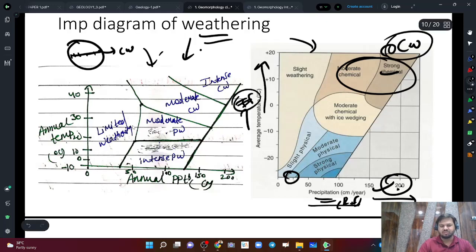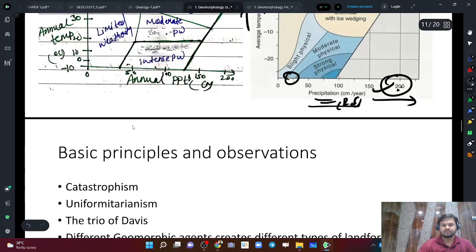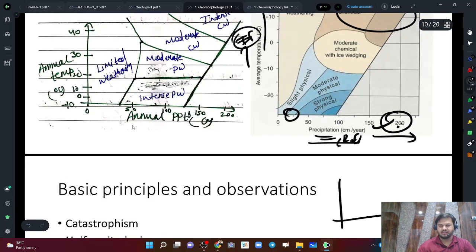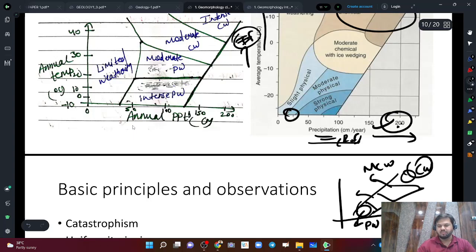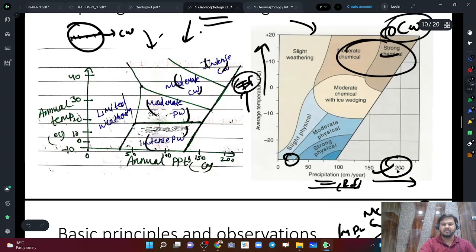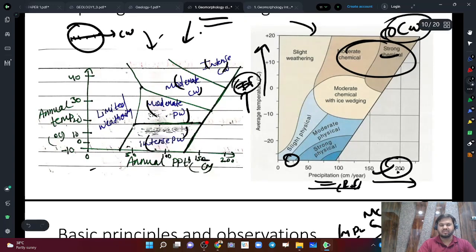Just draw these 4 boxes, right? This is a very simplistic diagram. So basically you just draw something like this. So this is what: here physical weathering dominates, here chemical weathering dominates, here there is moderate chemical weathering, here there is moderate physical weathering. Simple, right? You can draw this much of a diagram. Moderate physical weathering, here moderate chemical, intense chemical weathering, right? If possible you can remember this, but even if you don't remember these numbers, it's all right.